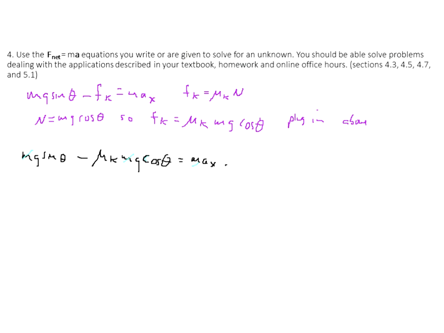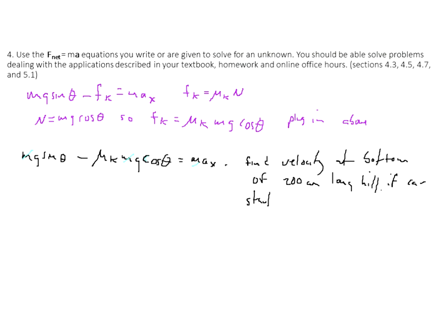If we wanted to figure out the velocity at the bottom of the hill, of a 200-meter long hill, if the car starts from rest, we can use v squared equals v0 squared plus 2a times x minus x0, where, there we go, there's our target variable, and this is equal to 0 because it says the car starts from rest.